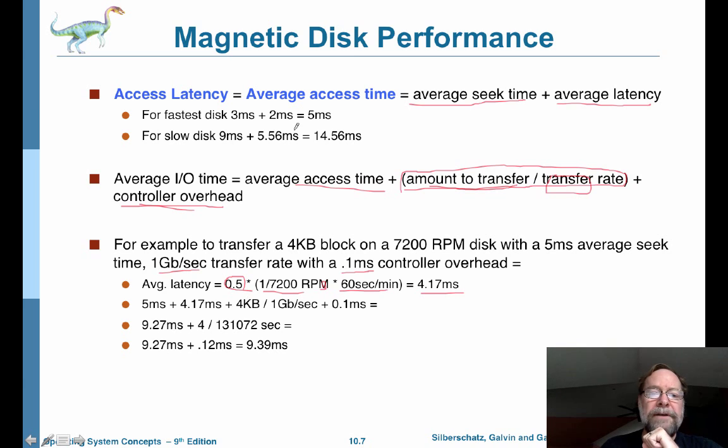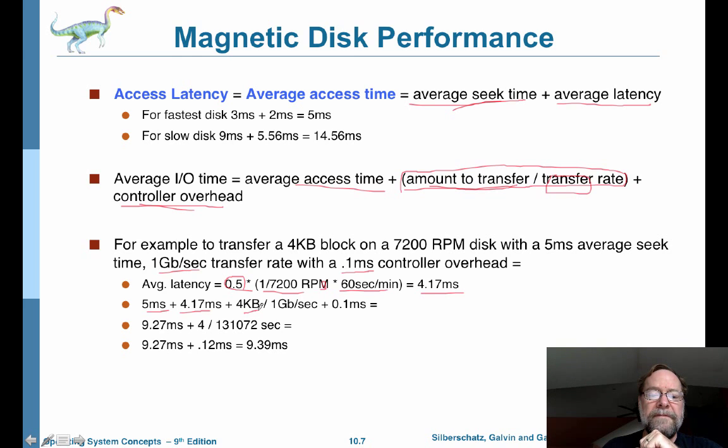So then the overall cost, using our formula up here, is going to be 5 milliseconds. That's our average seek time up here. Then we can add in our latency, that's our 4.17 milliseconds. Then we can look at how much data we want to transfer.